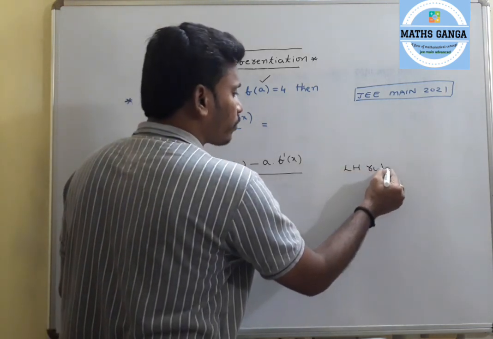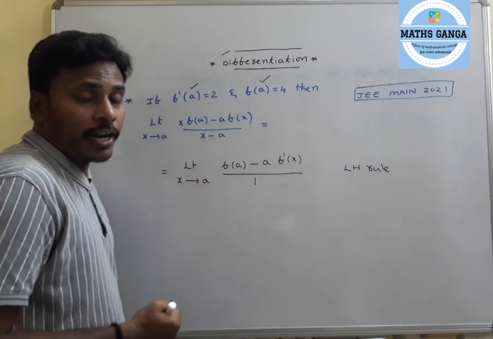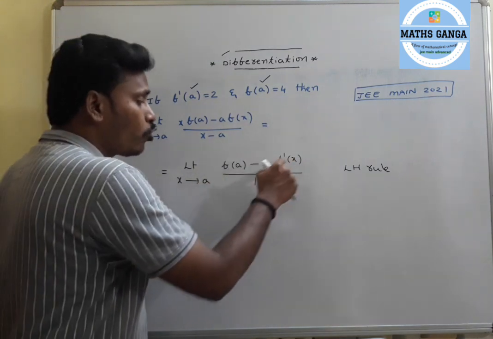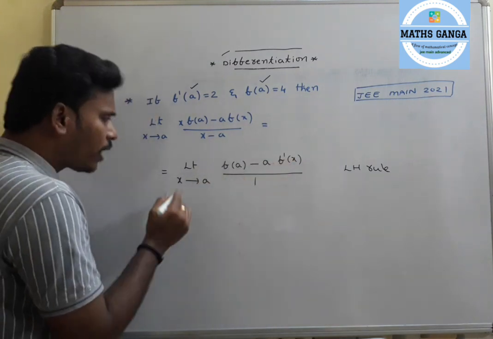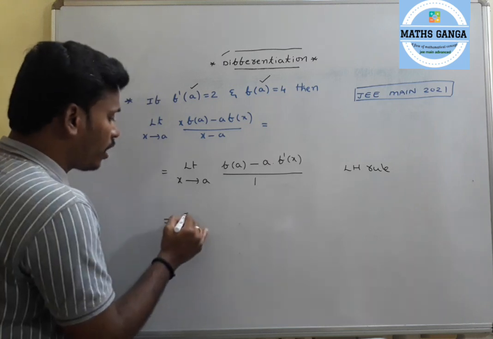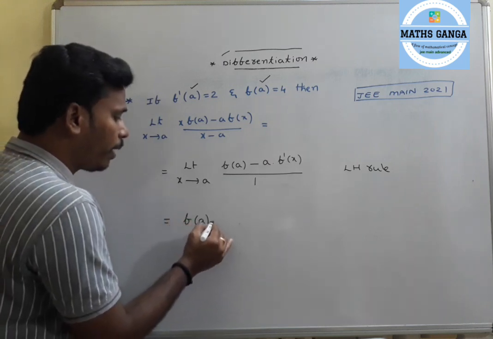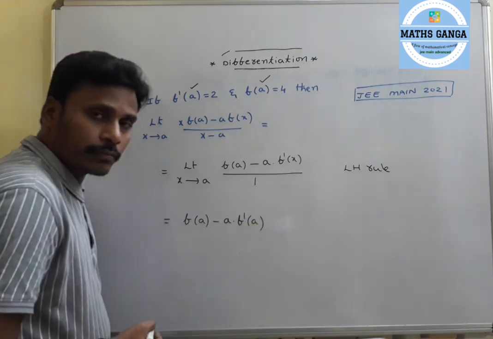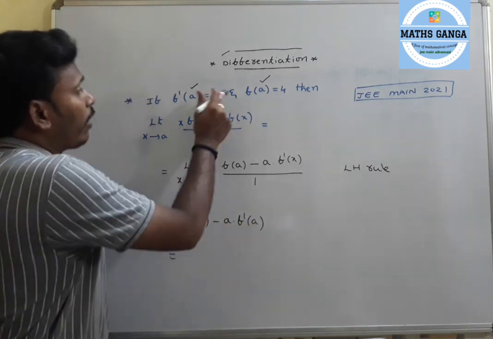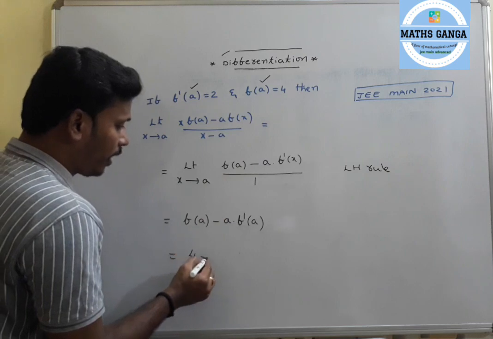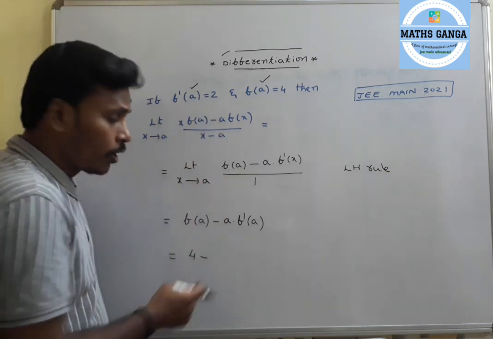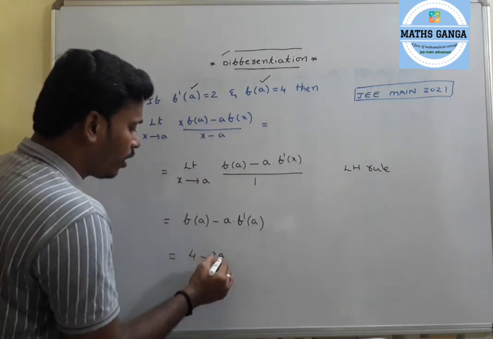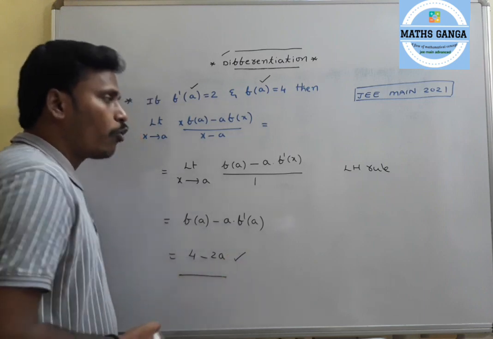Is it right? Just differentiate numerator and denominator with respect to x. We have this numerator and 1 in the denominator. Now replace x with a, you have f of a minus a into f dash of a. Given f of a is 4, so 4 minus f dash of a is 2. So a into 2 is 2a, that ends it. The answer is 4 minus 2a.